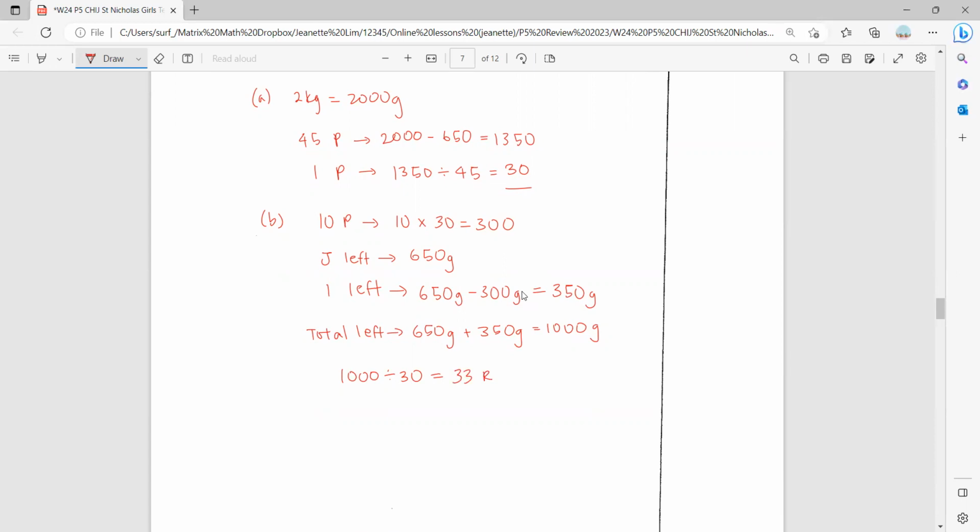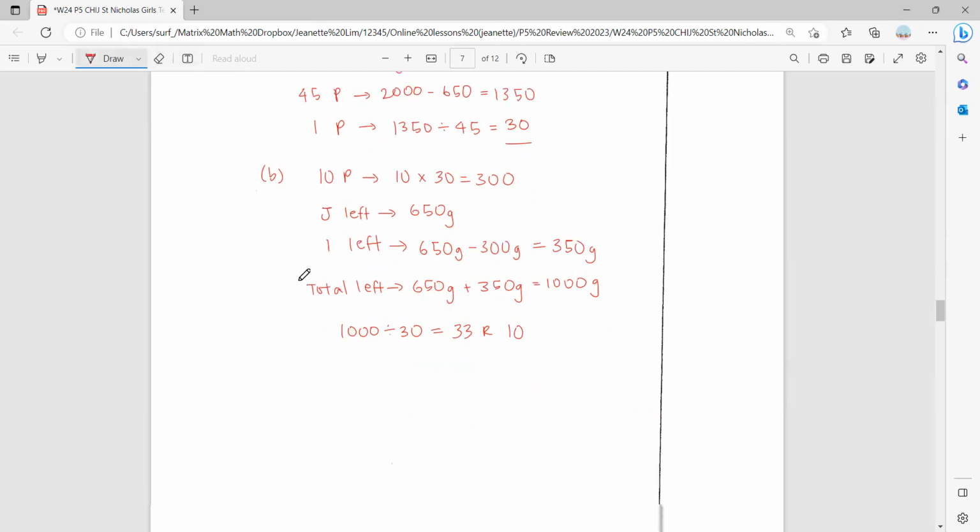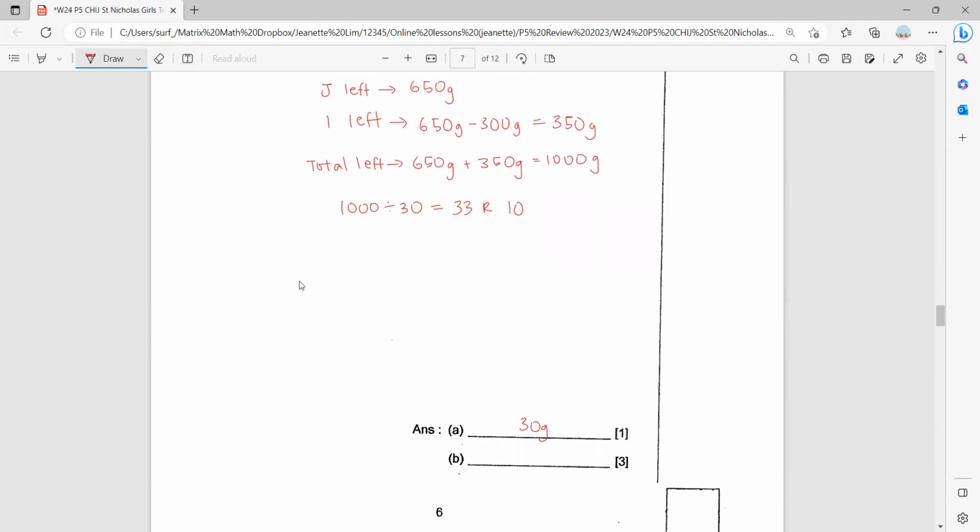There's a remainder of how many more grams? So 33 groups of 30 is 990 grams. There's actually a remainder of 10 grams. So at most, how many pancakes can we make? The answer is 33.